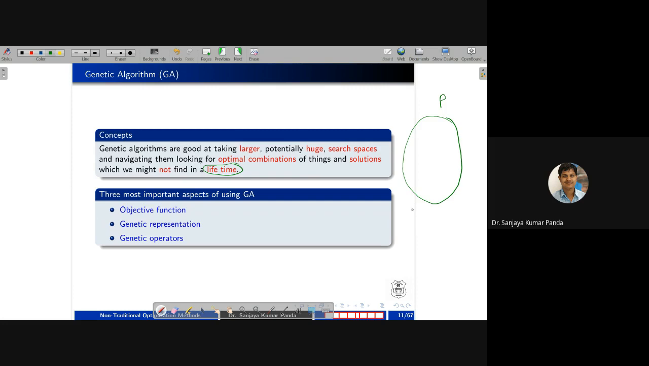One example I'll tell you: consider 512 tasks and 16 different machines. If I ask you how many ways you can assign these tasks to the machines, what is your answer? Any task can be assigned to any machine, right? How many ways can you assign 512 different tasks to the 16 different machines? If you solve it, you will get 16 to the power 512.